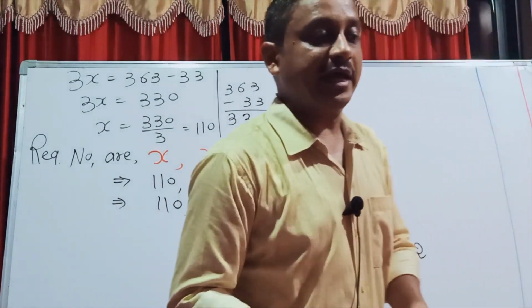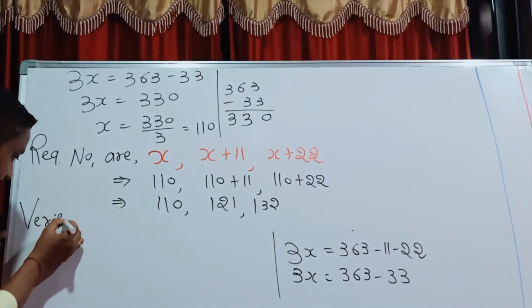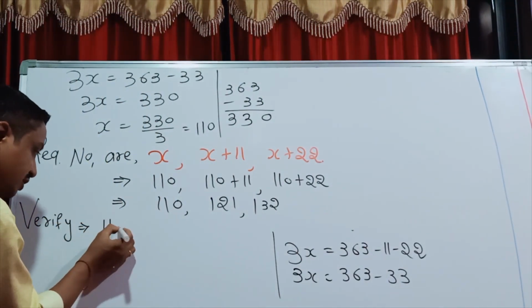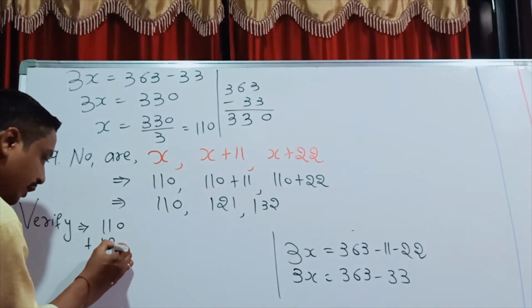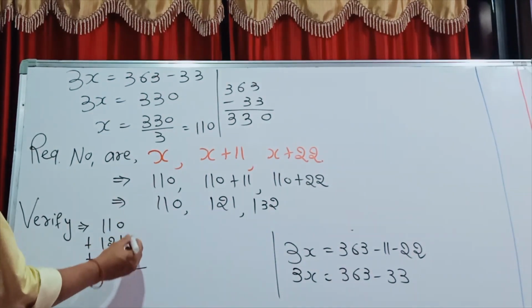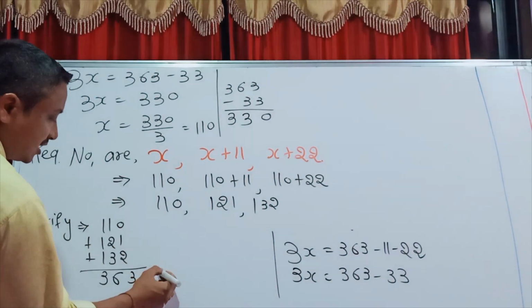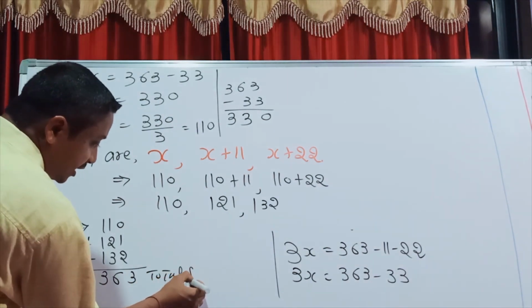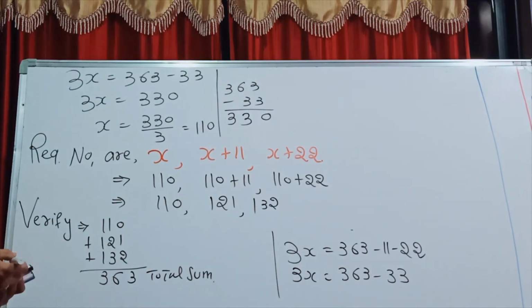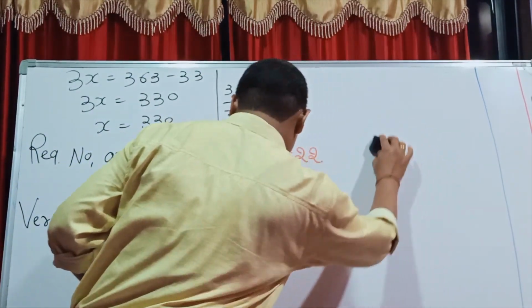So students, I apply one verification after that. Just verify 110 plus 121 plus 132. Students, just check out. It is 3, 2 plus 1, 3. Here 3, 2 plus 1 by 6, and 363 is your total summation. And here our easy sum is done. So students, write it properly.